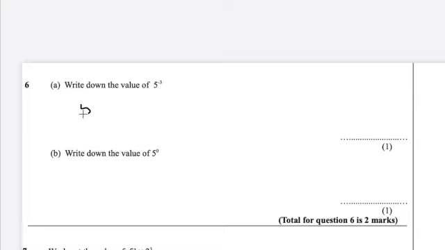Therefore, at first you forget, you act like the minus is not there. So 5 to the power of 3 is 125. And then because there's a minus there, it's then 1 over 125. This refers to rules 3 and 4.